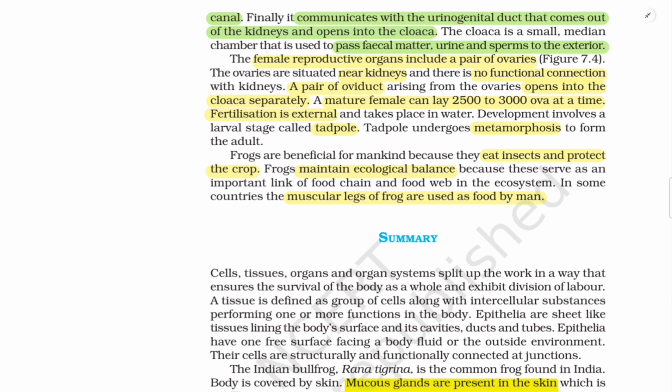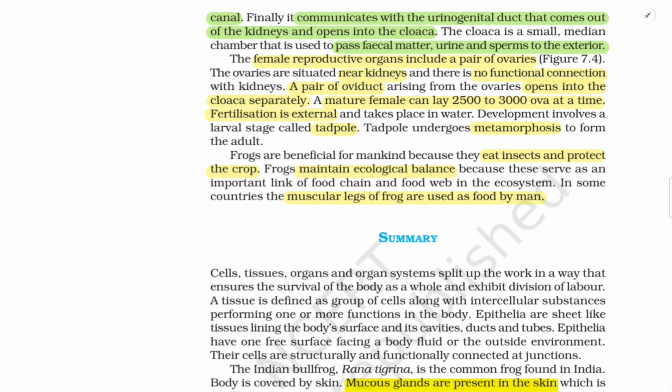The female reproductive organs include a pair of ovaries, figure 7.4. The ovaries are situated near the kidneys and there is no functional connection with the kidneys. A pair of oviducts arising from the ovaries opens into the cloaca separately. A mature female can lay 2500 to 3000 ova at a time.